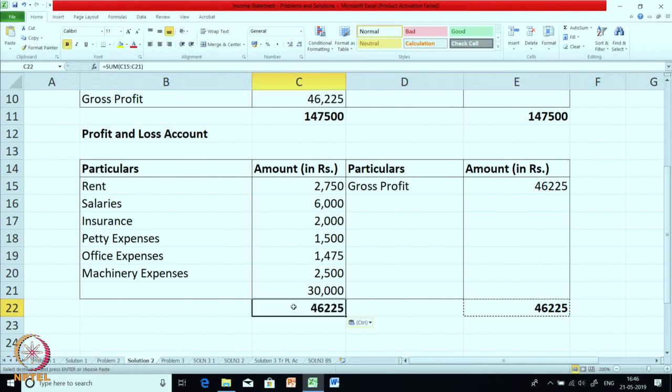Take the total on the debit side also. You will get a balance of 30,000. This 30,000 represents your final profit, generally known as net profit.